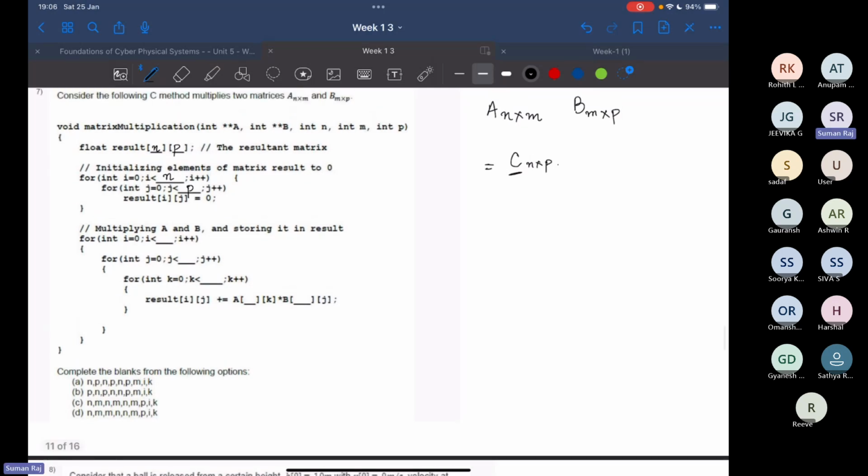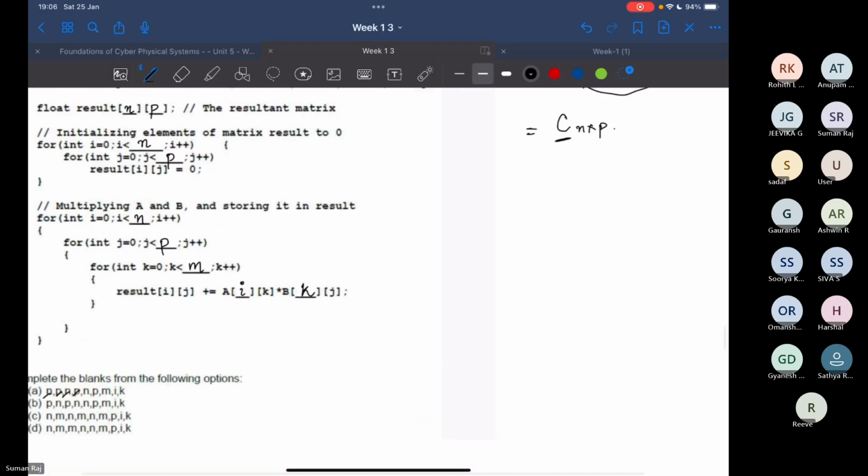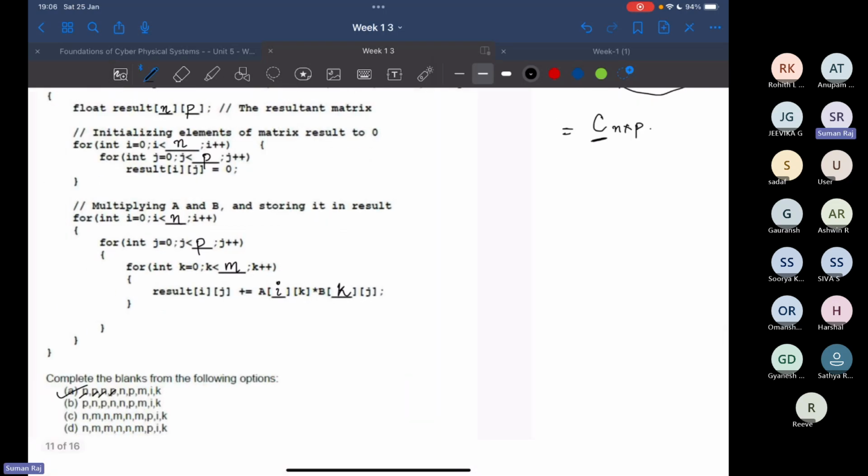Or 1, 2, 3, 4, 5, 6, 7, 8, 9. So NP is only for 2. Okay, there are more. Fine. So this one initially starts with N. Okay. This one will go to P. And then your K is actually going to be what is over here. Right. So this becomes your P. So finally, A of IK and B is going to be of KJ. Right. So that is how the multiplication is going to be. Okay, so this is probably your correct answer.